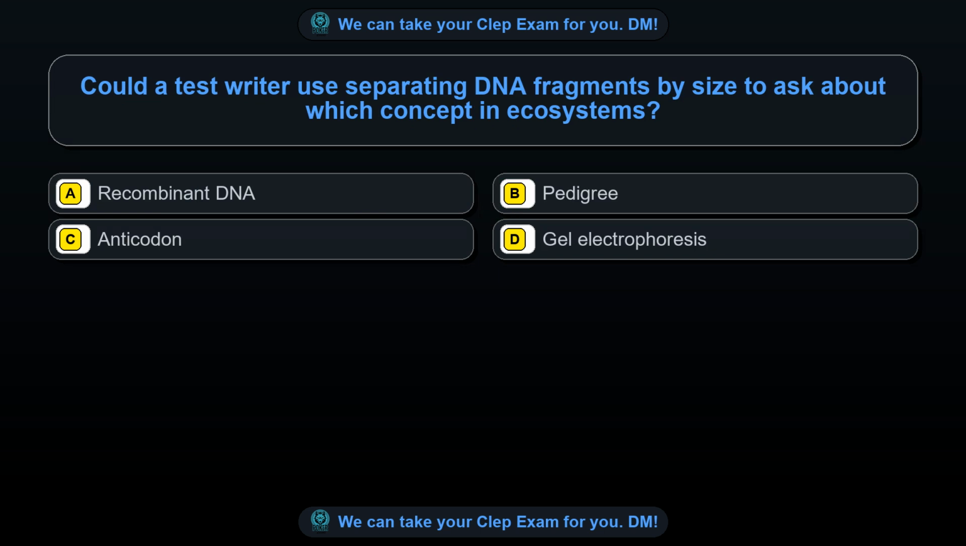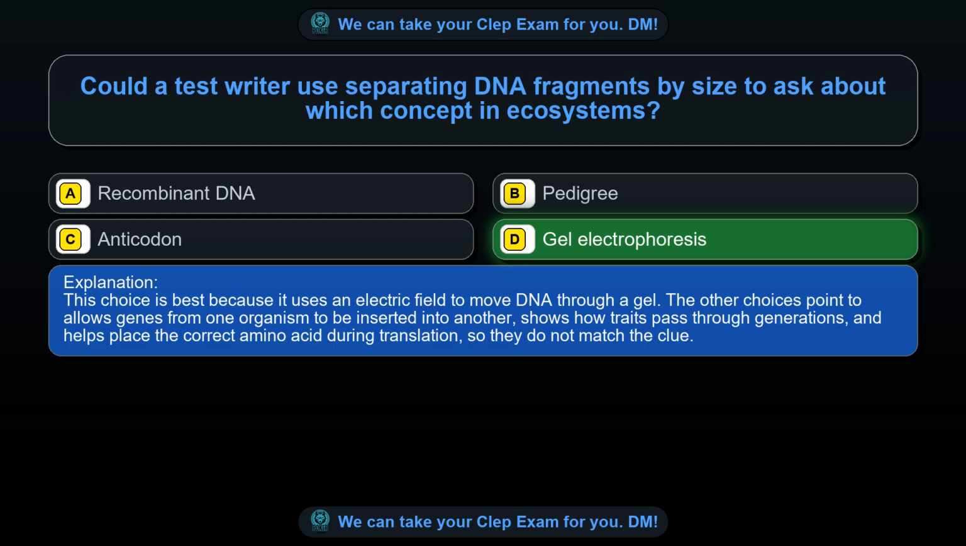Question 28. Could a test writer use separating DNA fragments by size to ask about which concept in ecosystems? Option A, recombinant DNA. Option B, pedigree. Option C, anticodon. Option D, gel electrophoresis. The correct answer is option D, gel electrophoresis. This choice is best because it uses an electric field to move DNA through a gel.